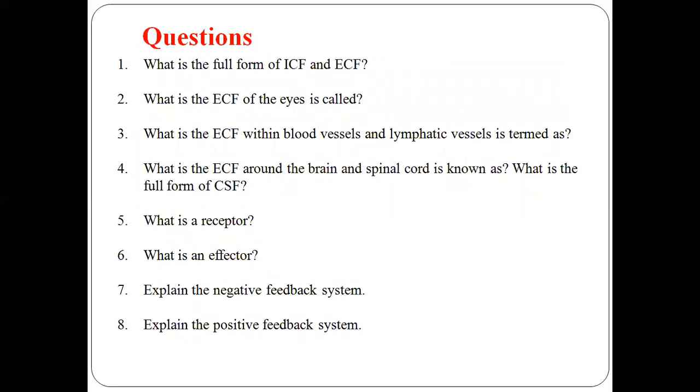Then we have to know some basic terminology, that is, what is a receptor and what is an effector. And finally there will be two most important questions: explain the negative feedback system with examples and the positive feedback system with examples.